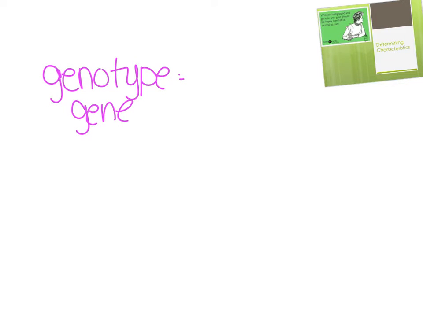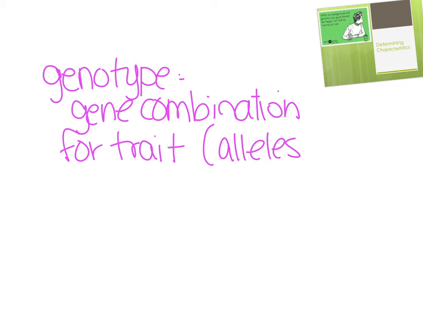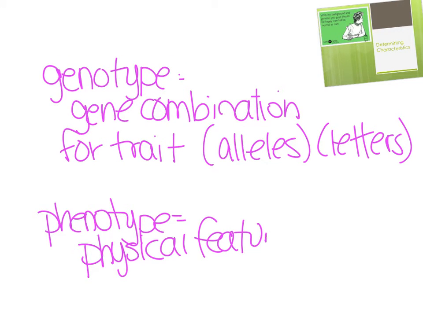What is a genotype? Gene combination for a trait. Perfect. So the genotype is the gene combination for the trait. And we say it's made out of the alleles. So that's going to be the letters. Remember, we're using the alleles, our letters. And what's the phenotype? The physical feature resulting from the genotype. The phenotype is going to be the physical manifestation or the physical feature, and it comes from or is derived from the genotype.